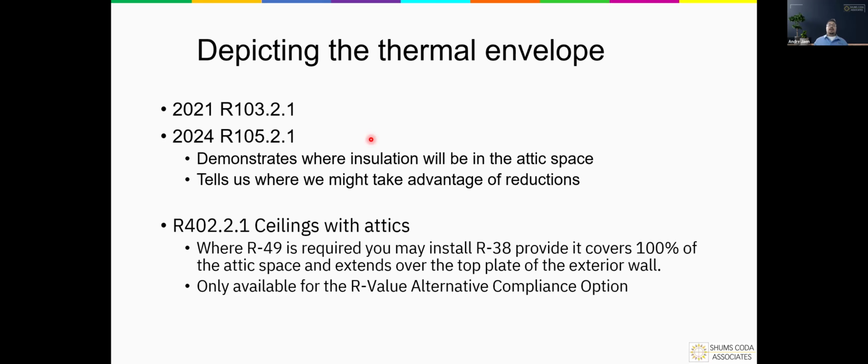So one of the things I wanted to highlight for you in 402.2.1, we have a continuation of an exception that's available for the R value method, where if you take your insulation in the attic space or in the roof space and you completely fill the area, but you also take it across the top plate of the exterior wall, you can actually do a decrease by one insulation size from R49 to R38. If it was R38, you can go to R30, but it is one of those things to keep in mind.